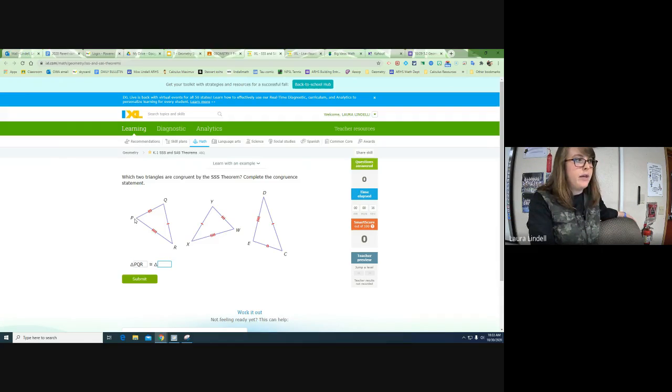And then I started at P, which is between 3 and 4. And over here, W is between 3 and 4. So W would be my first one. Then we went to Q, which is between 1 and 3. And over here, Y is between 1 and 3. So we go with Y next. And then lastly, X.